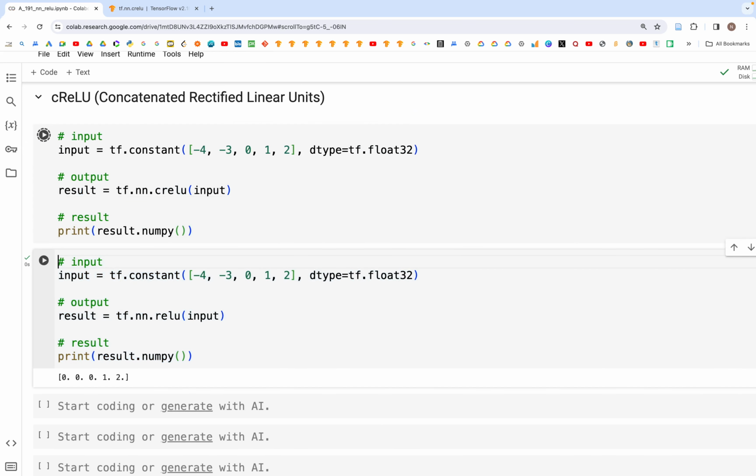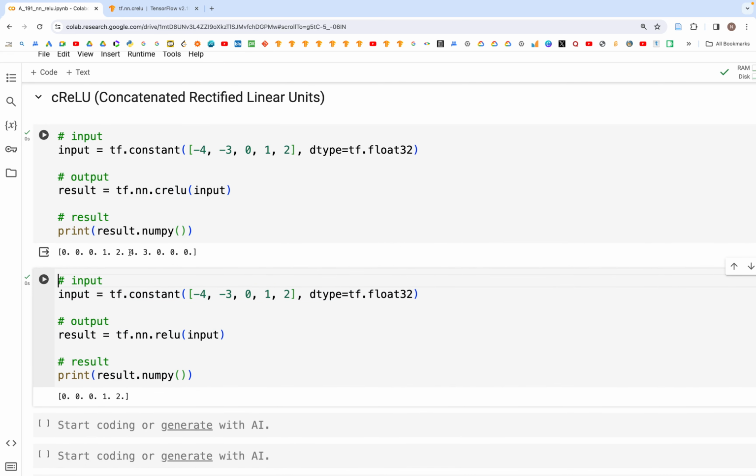So if we look at this output now, this first part is the same as what we had before for the ReLU. In addition, this part is concatenated to the previous result, where only the negative values are there in the output, and all the positive values are converted to zero. So 1 and 2 are now converted to zeros in this case. So this is how we can use a concatenated ReLU in TensorFlow.